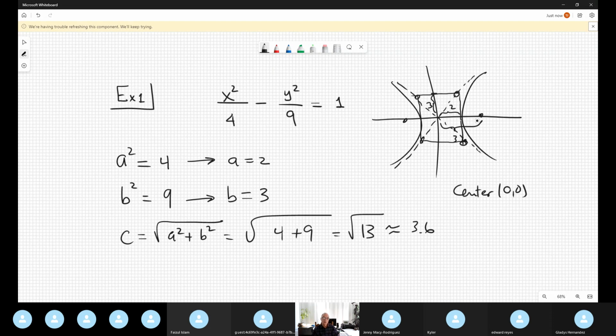Okay, cool. One more piece of information. The information for the asymptotes is y equals plus and minus b over a x, b over a is 3 over 2. Remember, it's easy to remember because the rise is 3, the run is 2. That is the equation for the two asymptotes. Well, positive is this, and negative is this.